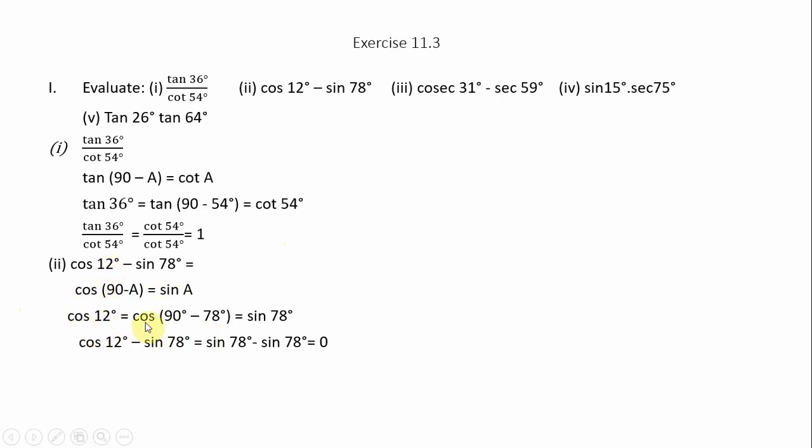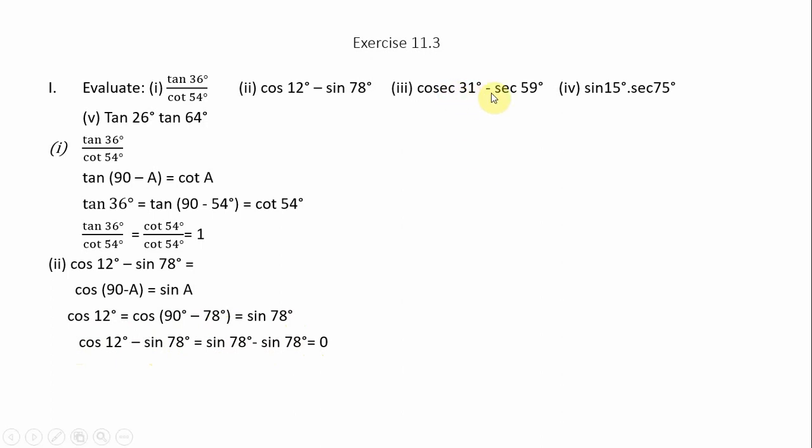So for cos 12, don't change the cos to sin first itself. Cos remains as cos first, and write there 90 minus, what should be subtracted from 90 to get 12? 78. So cos 90 minus 78 can be written as sin 78. Now in the expression, cos 12 minus sin 78, the cos 12 value we found as sin 78. Sin 78 minus sin 78 is equal to 0. Understand? Hope all of you understood.